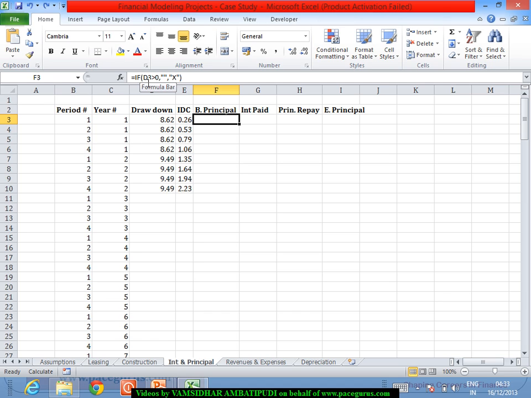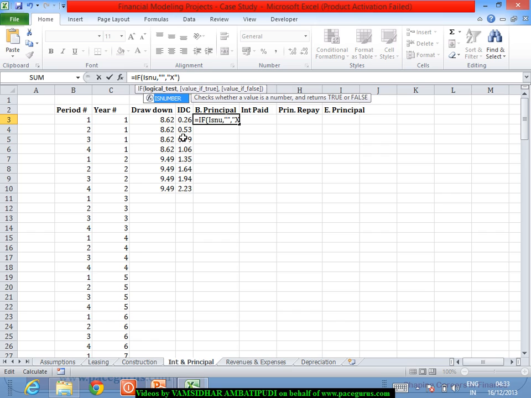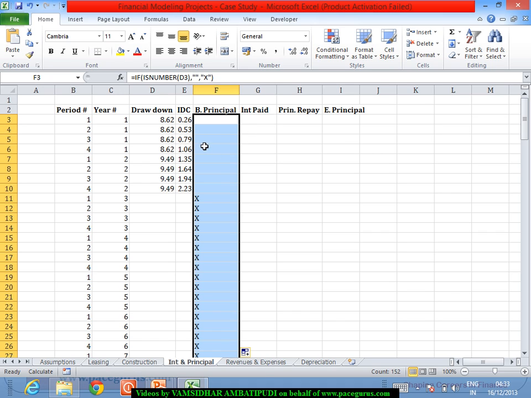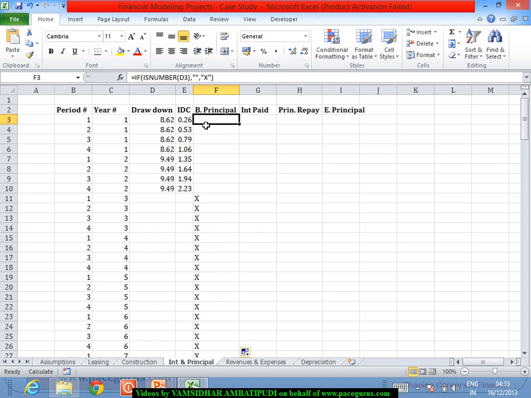So instead of using greater than 0, we will use ISNUMBER. If this is a number, treat it as blank, otherwise treat it with an X. Let's try out now if our scenario is better. Yes. So instead of checking for greater than 0, I will check if that drawdown is a number, then I will replace it with a blank, otherwise I'll do something on it.